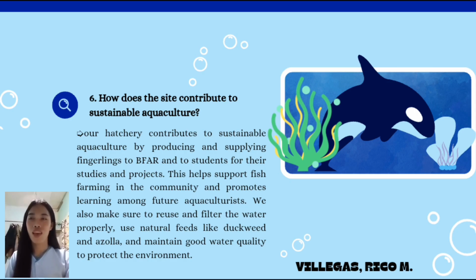So the next question that we asked the facilitator: how does the site contribute to sustainable aquaculture? And he answered us, our hatchery contributes to sustainable aquaculture by producing and supplying fingerlings to BFAR and to students for their studies and projects. This helps support fish farming in the community and promote learning among future aquaculturists. We also make sure to reuse and filter the water properly, use natural feeds like duckweed and azolla, and maintain good water quality to protect the environment.